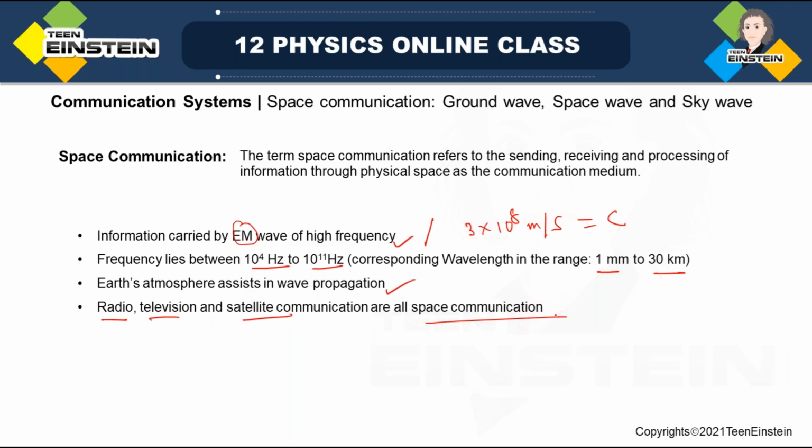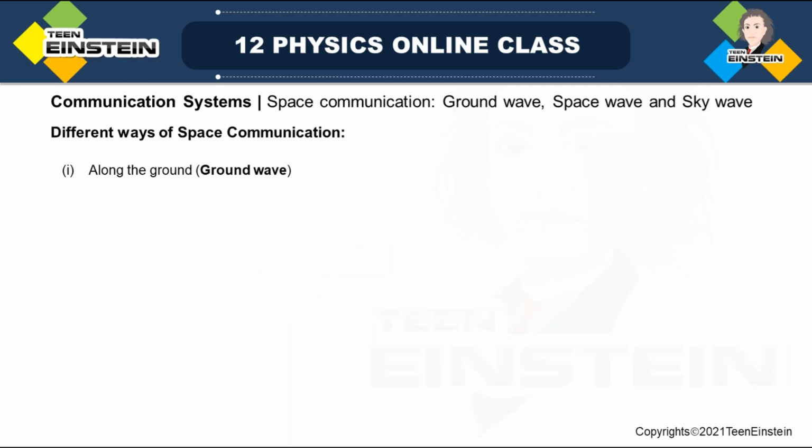Now there are different types of space communication. So first one is the ground wave communication. So what is this ground wave communication? Okay, before I talk about different types of space communication, I'll give you a simple analogy by which you will understand three types of communication. There are three types of space communication. One is ground wave communication, then you have space wave communication, and sky wave communication.